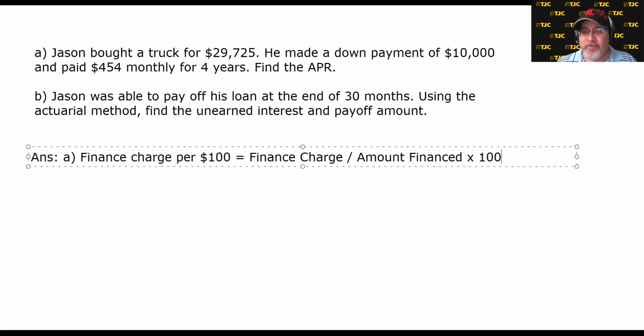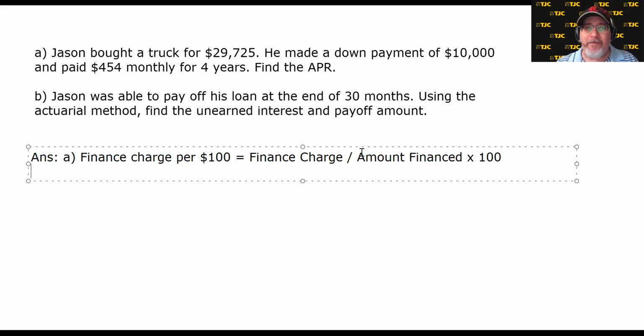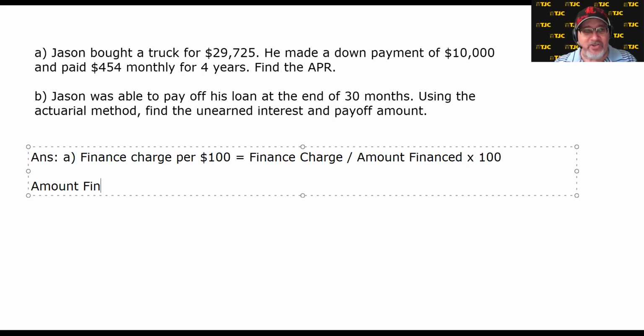So we gotta calculate that, but in order to do that, we first have to figure out the finance charge and the amount financed. Let's start with the amount financed. The amount financed is how much we still owe after the down payment. The truck costs $27,725. Jason's making a down payment of $10,000. So the amount financed is $19,725.